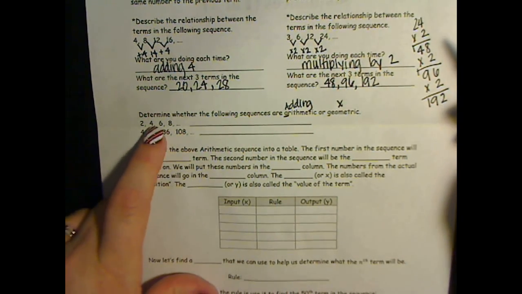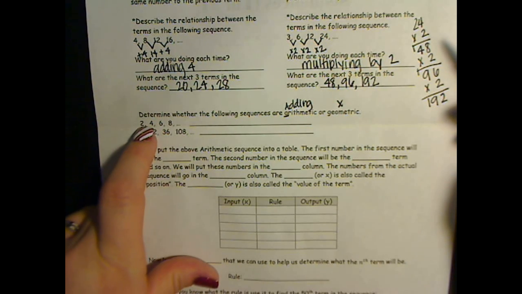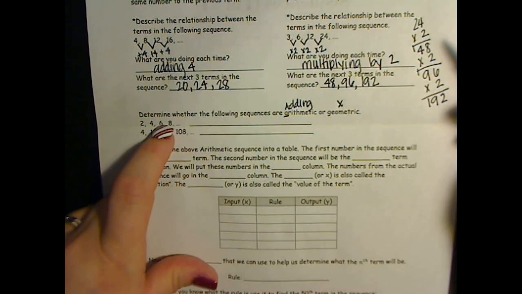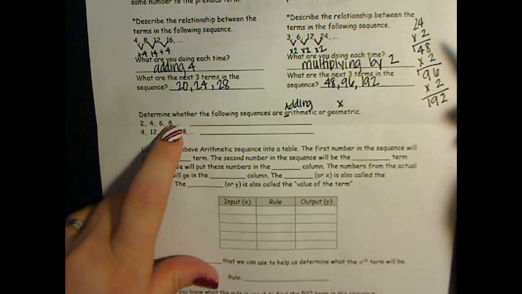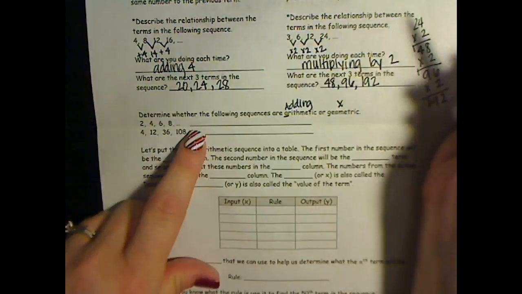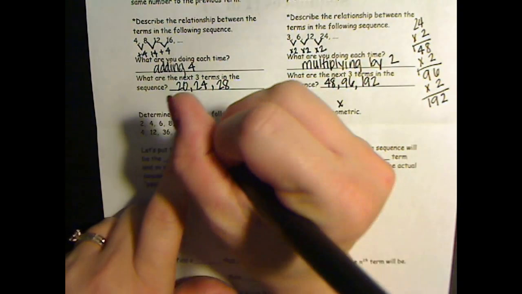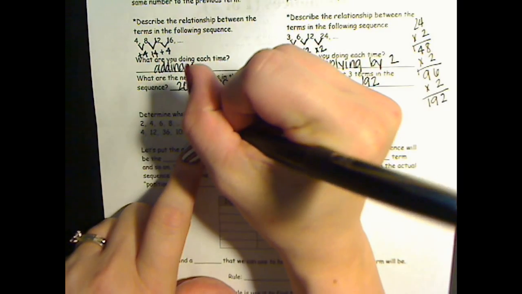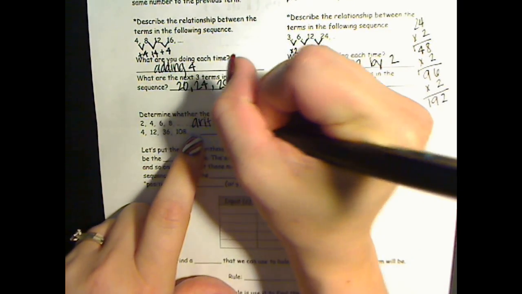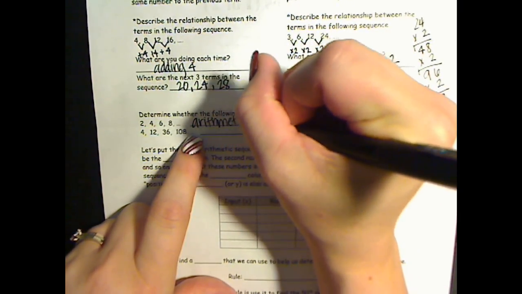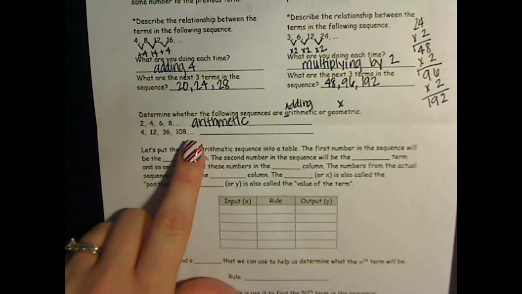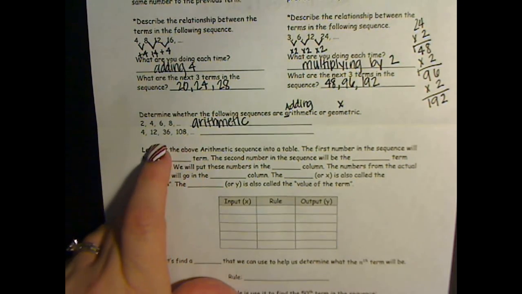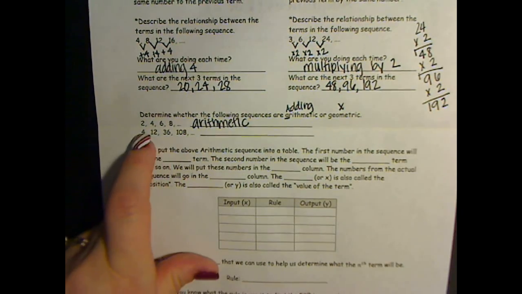So let's look. 2, 4, 6, 8. Well, I know 2 plus 2 is 4. 4 plus 2 is 6. And 6 plus 2 is 8. So each time I'm adding 2. So this, because it's adding, is arithmetic. Okay, let's look at this one.